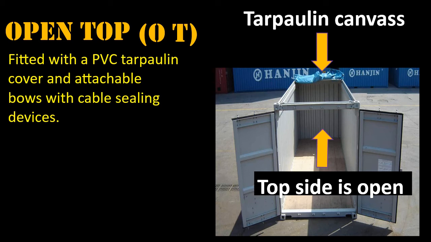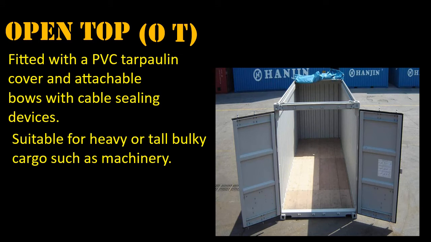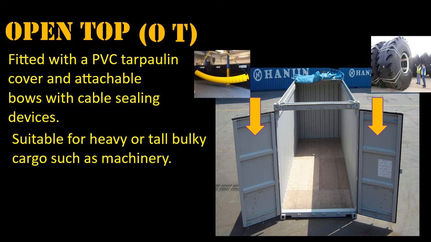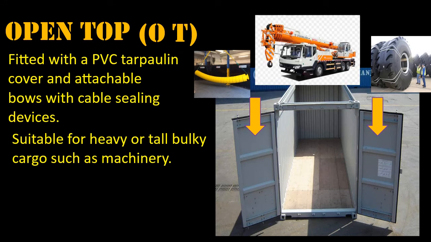This OT container is suitable for loading cargo which is over height. Most of these cargoes are industrial production items. Some examples of the cargoes are bent pipe for oil and gas, and also tires for tractors, which I have put in the picture here. As the top side is open, cargoes can be loaded into this container with the assistance of a crane, usually a mobile crane. With the assistance of a mobile crane, we can lift the cargo and put it inside the open top container.